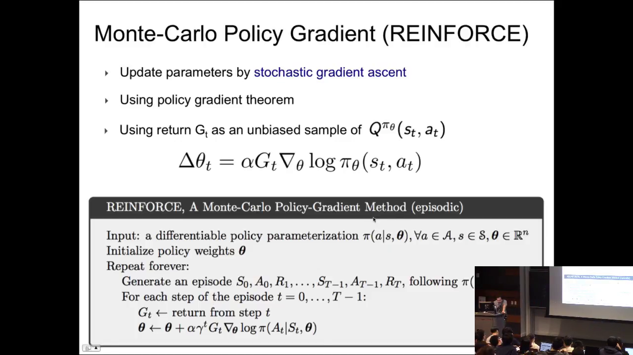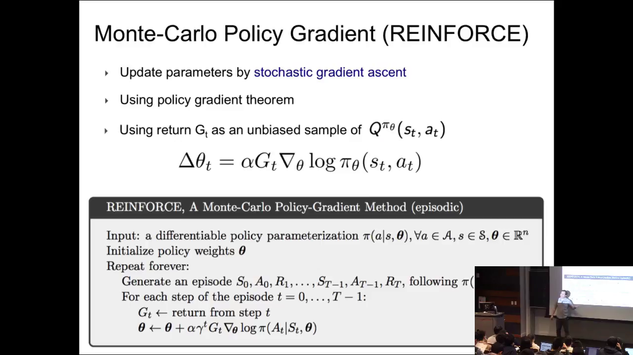Your input is some differentiable policy, right? Some distribution of actions given the state, parameterized by theta. A is some action space, and there's some state. For the initial policy, you initialize the policy weights theta, like some random numbers. And then you basically repeat forever, right? You generate the episode, you start at some random state, and you go all the way, following policy pi. And then for each step of the episode, you look at the return from step t, and you update the model parameters.